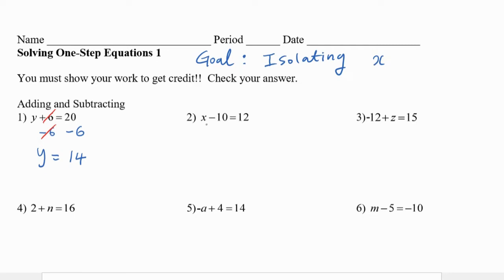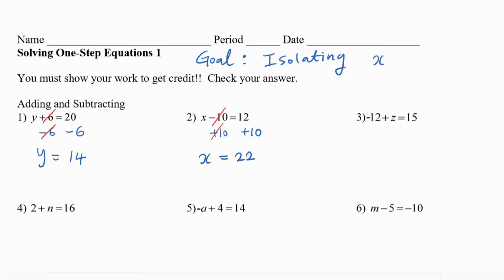Next question. I have x minus 10 equals 12. I want to isolate x. To isolate x, I have to get rid of minus 10. What's the opposite of minus? That is plus. So to cancel minus 10, I'm going to add 10 on both sides. Okay, then this will be cancelled and x will be isolated. I have 12 plus 10. The answer will be 22.